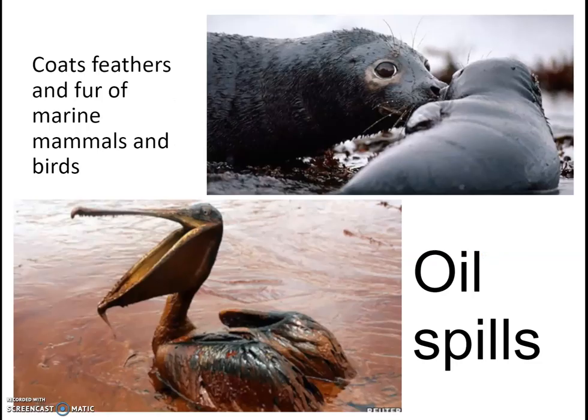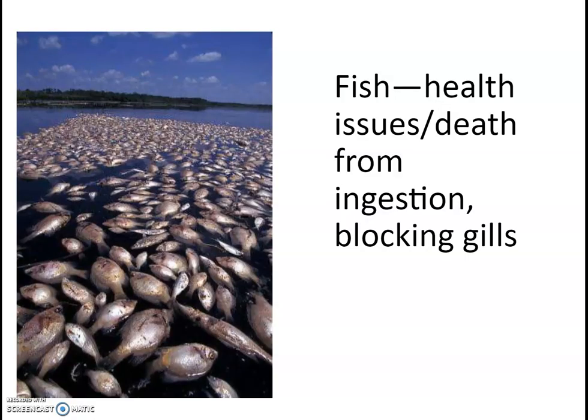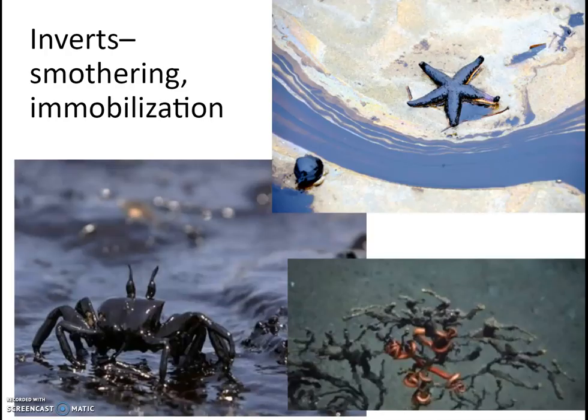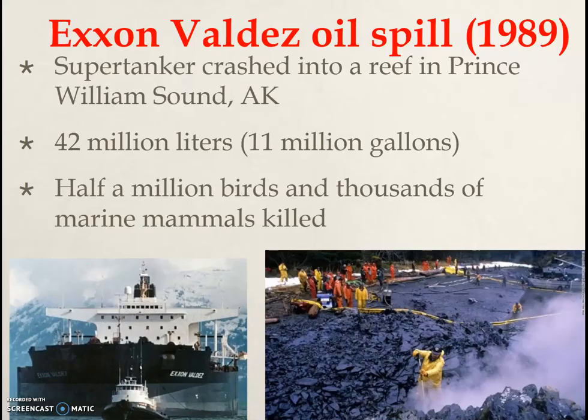Oil spills. We talked about oil spills already, but oil spills are in here as a human impact on the ecosystem. We already talked about how it coats the feathers and fur of marine mammals and birds. Fish have health issues and death from ingesting oil. It can block their gills. Invertebrates, things like starfish and crabs, get smothered or immobilized by being covered in oil.